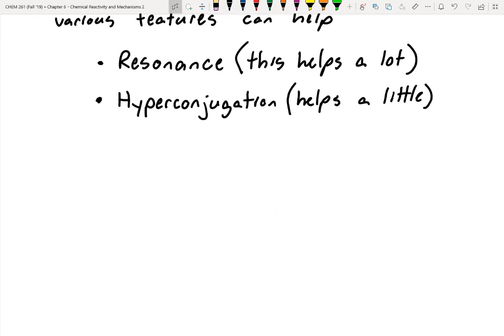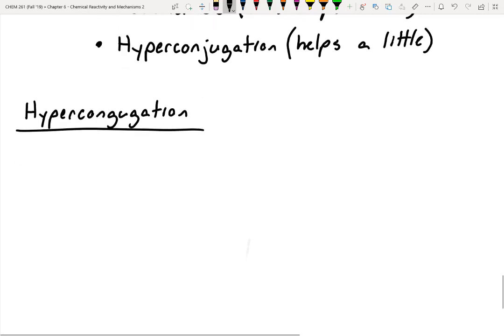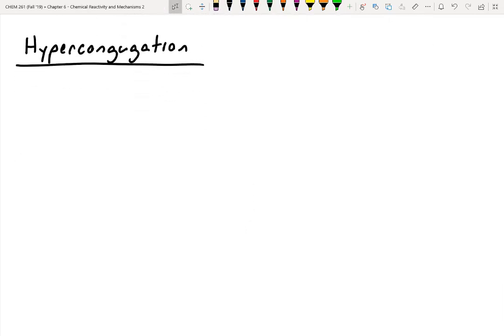All right, so let's talk about hyperconjugation. All right, so I'm going to draw out an example molecule over here.